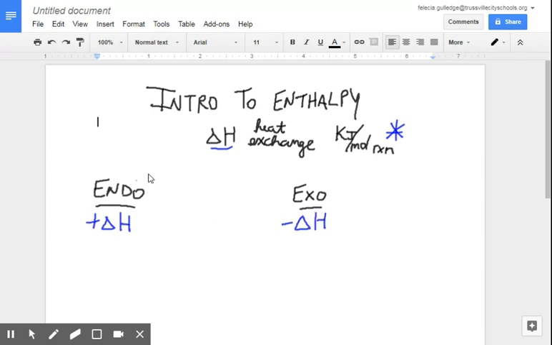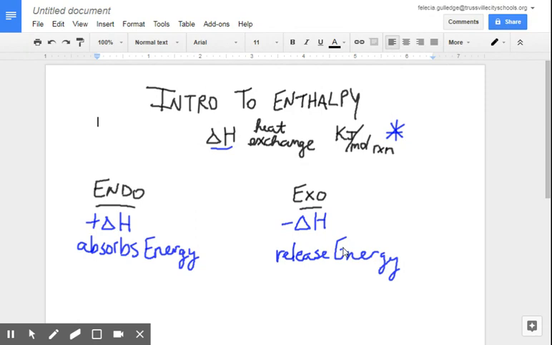Now, what does this positive, what does this negative actually mean? Well, if you have an endothermic reaction, what that is doing is that it is absorbing energy. So endothermic reactions absorb energy. Exothermic reactions, on the other hand, are going to release energy. So exothermic, releasing energy to the surroundings.